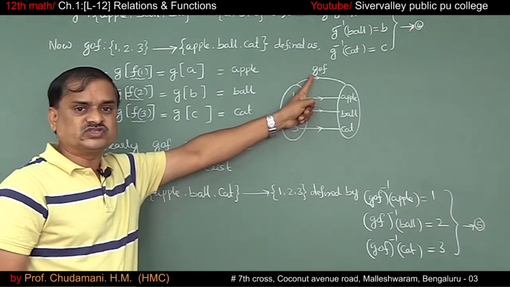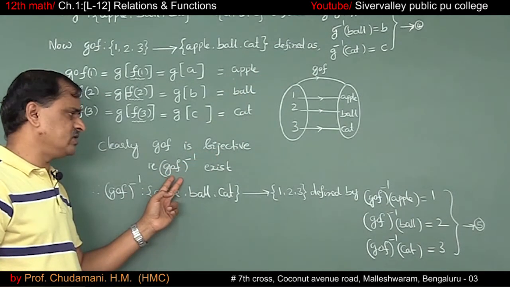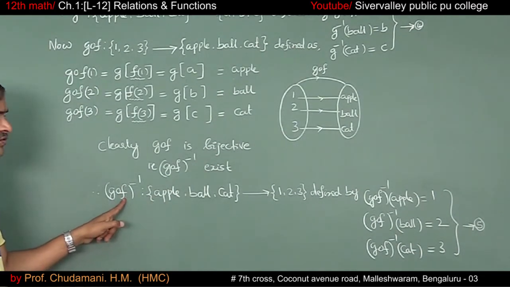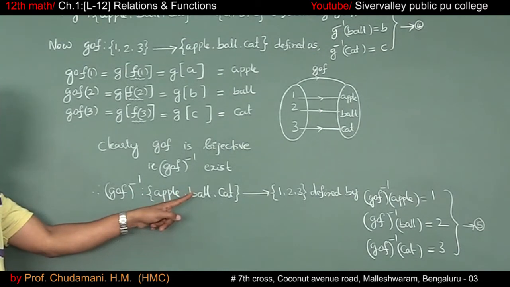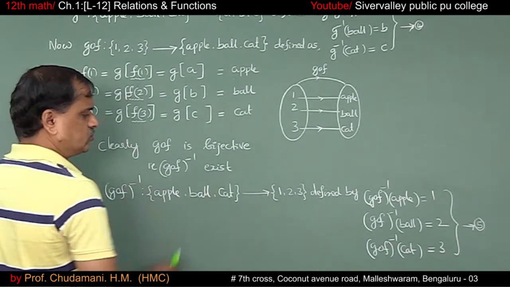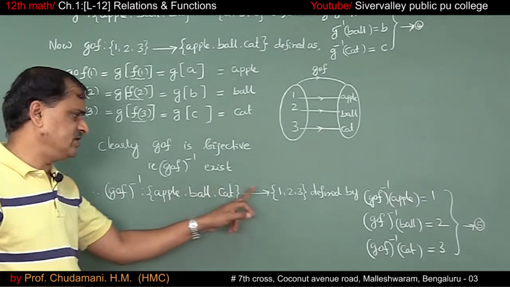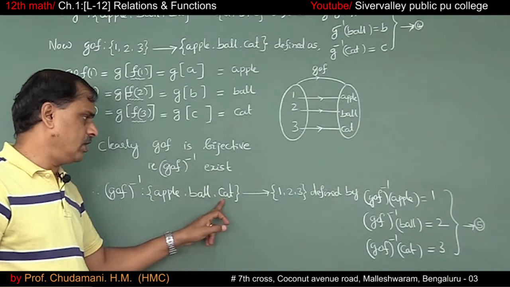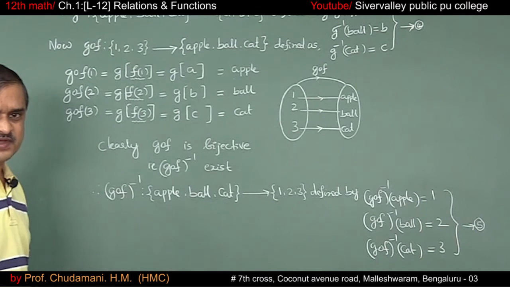That's why inverse of GOF. GOF is bijective, so inverse of GOF exists. So GOF inverse is equal to, from the set {apple, ball, cat} to the set {1, 2, 3}, defined as GOF inverse of apple is equal to 1, GOF inverse of ball is equal to 2, GOF inverse of cat is equal to 3. Say equation 5.